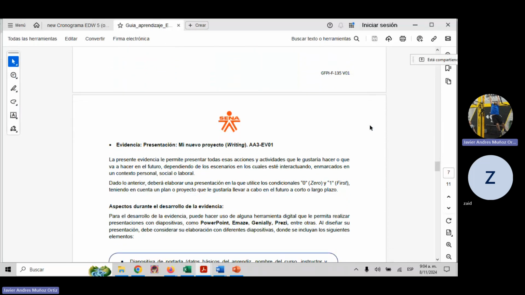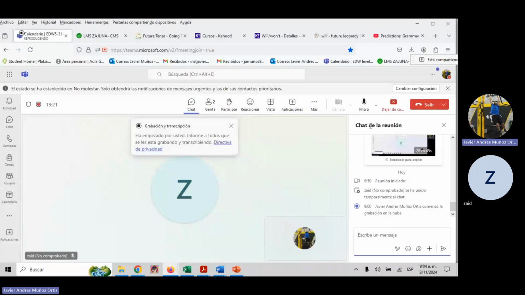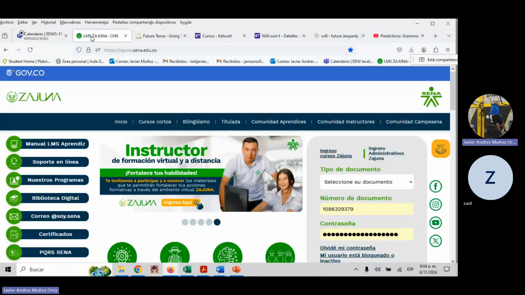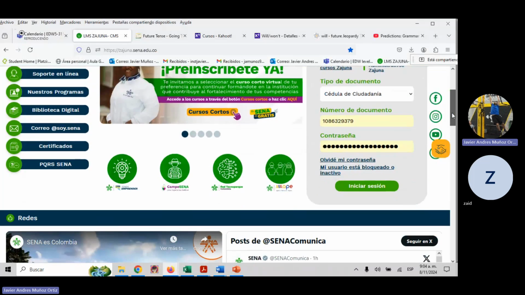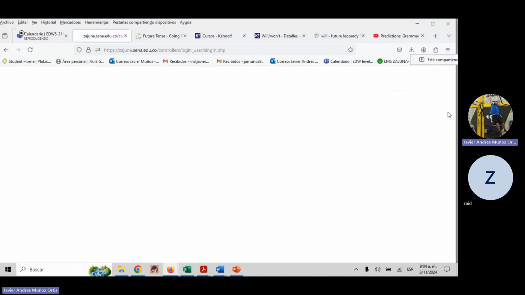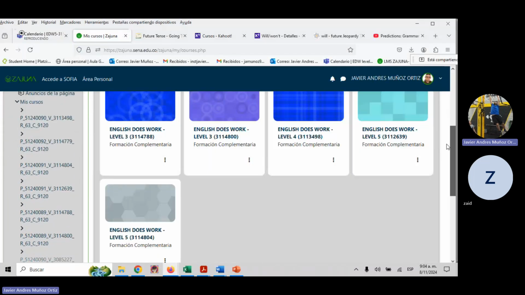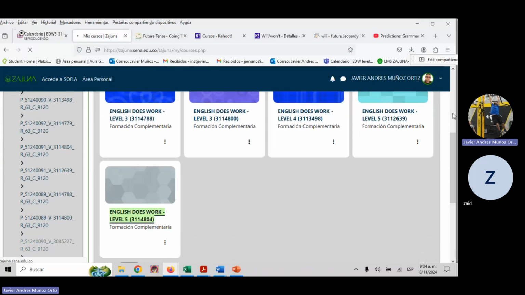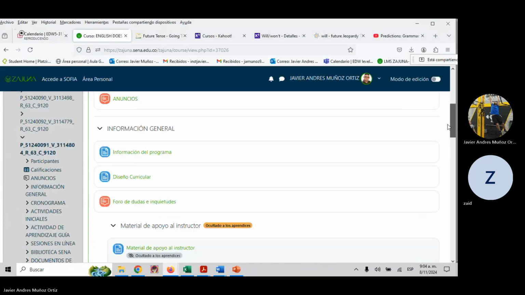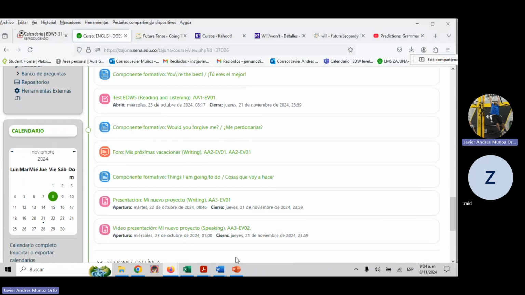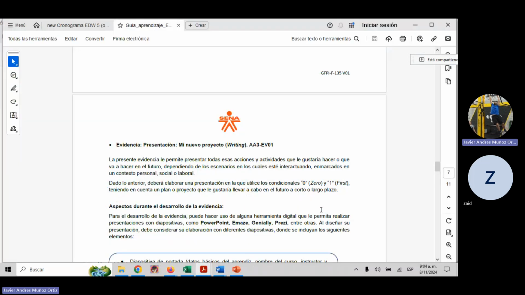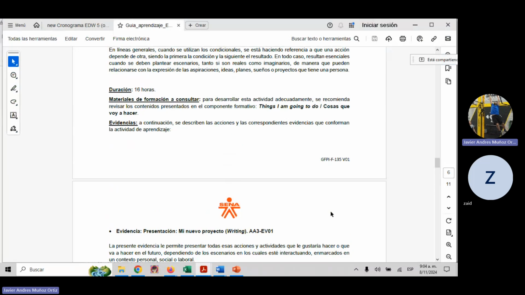Para desarrollar esta evidencia adecuadamente se recomienda revisar los contenidos del componente formativo Things I'm Going to Do. So, before we check the evidence, let's take into account what we are going to use as tools in Zajuna. If we go to Zajuna and open our course, English Word Level 5, we go to actividades de aprendizaje guía and we click on componente formativo Things I'm Going to Do, because this is what the learning guide says. It's going to be useful for our activity.